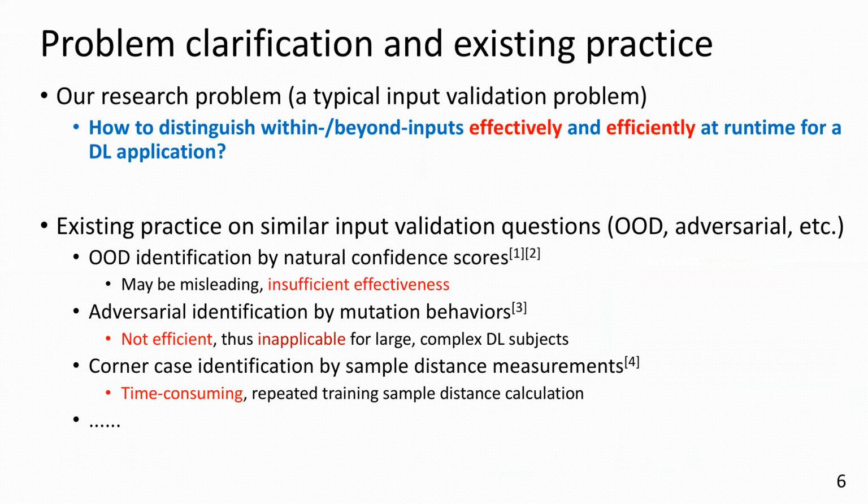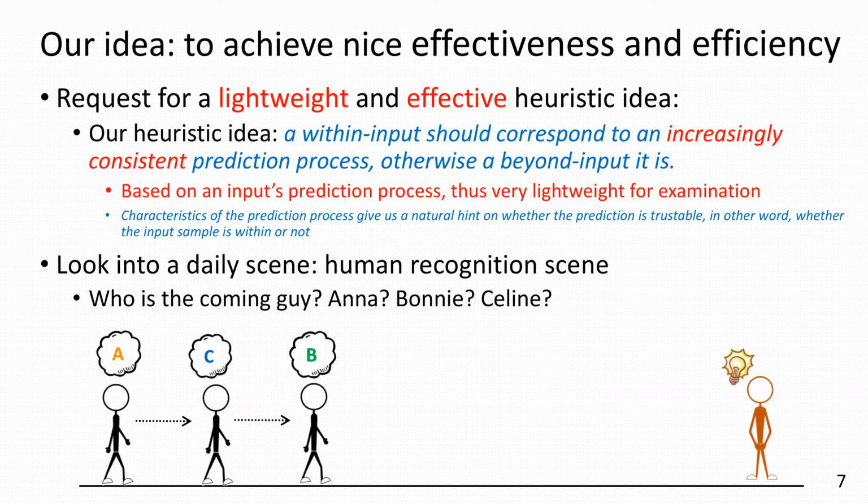Concerning some existing practice, there are some works that address similar input distinguishment problems. For example, some work targets OOD identification and chooses to identify them by natural confidence score. Although this treatment is extremely efficient, it lacks sufficient effectiveness. Some techniques target adversarial or corner case identification. They take some detailed treatment for nice effectiveness, but tend to be time-consuming and not efficient enough. We try to address our problem and balance its effectiveness and efficiency at the same time. Therefore, we actually seek a lightweight and effective heuristic idea.